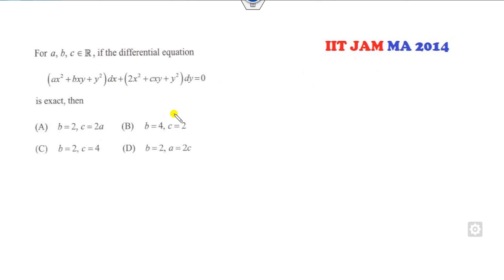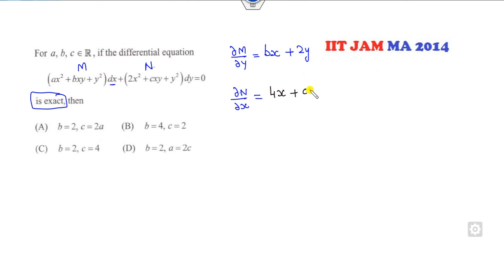So let's start with this first question. So this is my M, because M dx plus N dy is given to be exact. That means I have to find these two values. Fine. So what is the partial derivative of M with respect to y? It's bx plus 2y. What is N with respect to x? It is 4x plus cy. So both are the same. What does it mean? b is equal to 4, c is equal to 2. So you can see how many seconds you need to solve this problem. A fraction of a second.